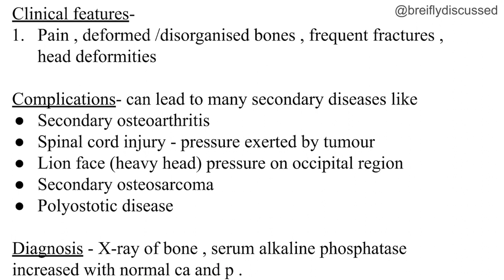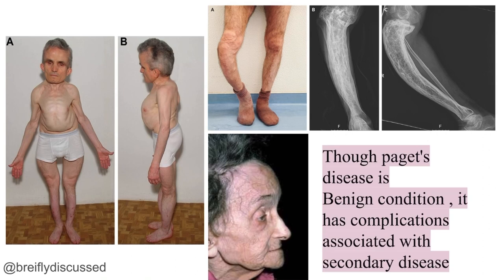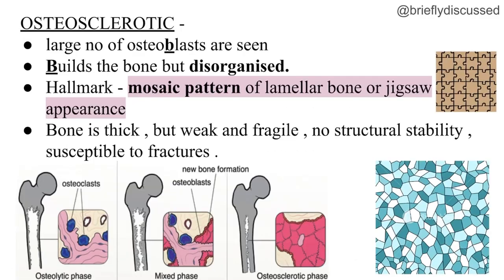Coming to diagnosis, we can see the x-ray of the bone. The bone will be deformed and the serum alkaline phosphatase increases, but the calcium and phosphate in the serum are normal. It is a picture of Paget's disease of bone or osteitis deformans. You can see the disoriented legs. This is the x-ray. And coming to the below picture, it is a head or the heavy head which is exerting pressure on the occipital region. Though Paget's disease is a benign condition, it has complications associated with many secondary diseases. This is about Paget's disease.